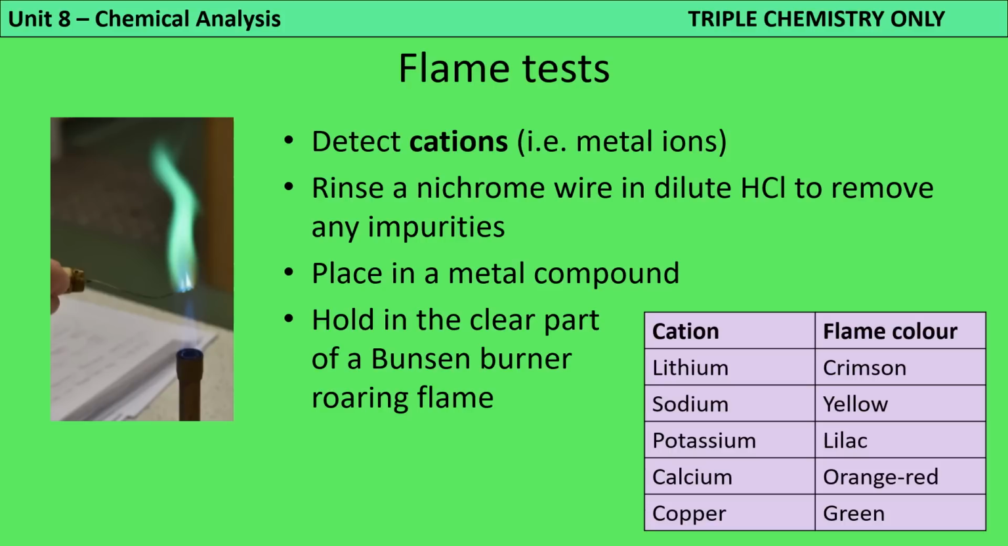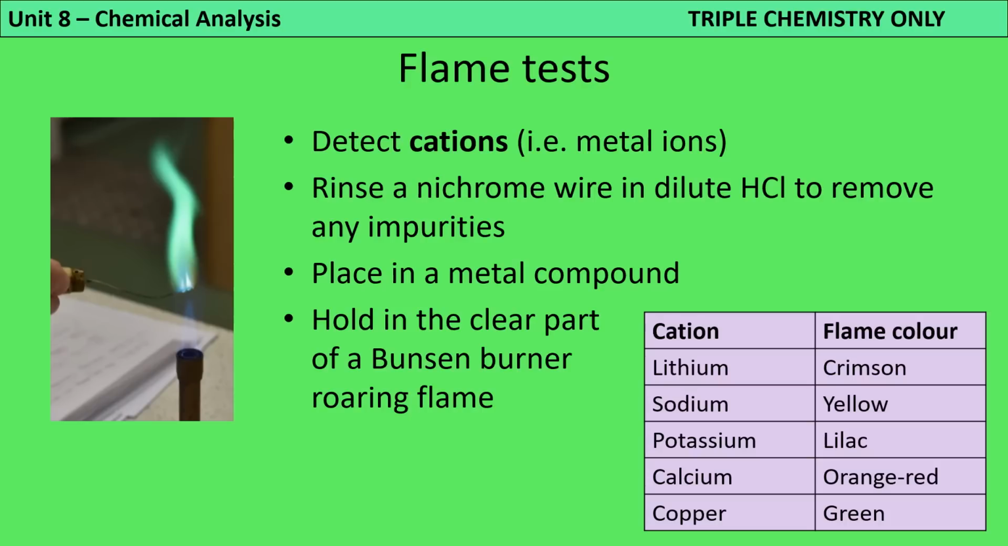Firstly, you should be able to describe flame tests, which can be used to identify cations in ionic compounds. You need to take a nichrome wire and rinse this in dilute hydrochloric acid. This means if there are already any metal ions on the wire, those will react with the acid and be removed. Then you place that damp wire into a solid sample of the metal compound or into a solution that contains it. Then you hold this in the clear part of a Bunsen burner roaring flame.